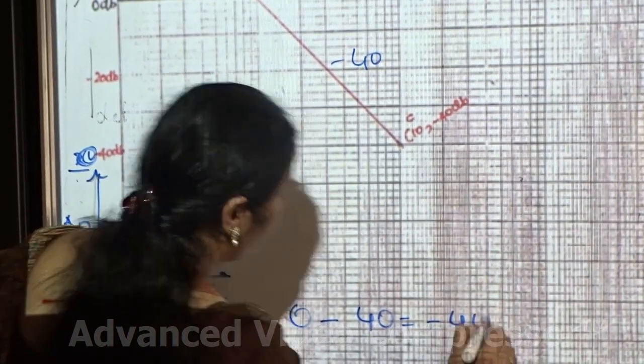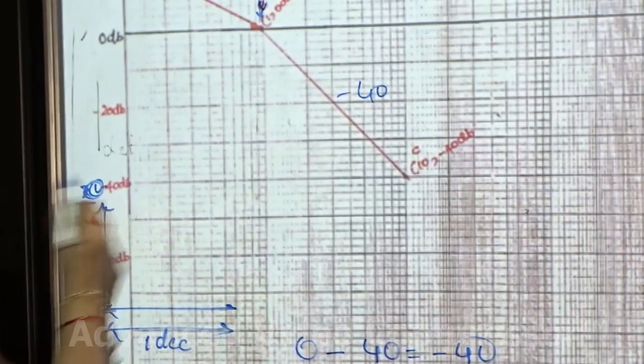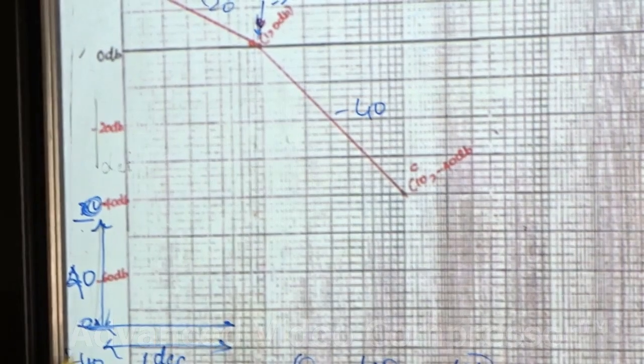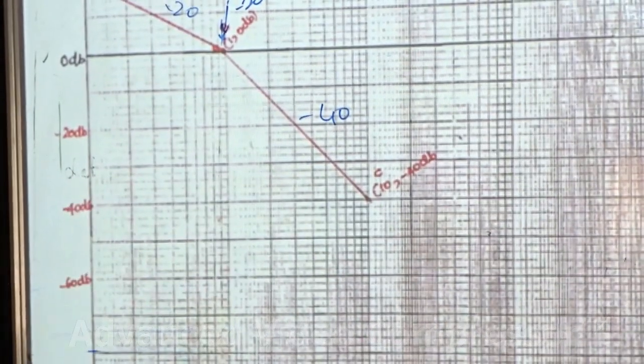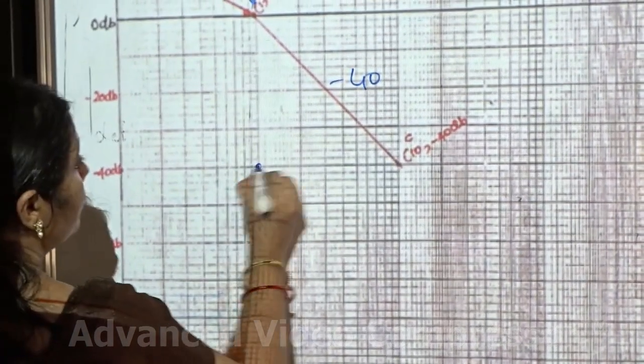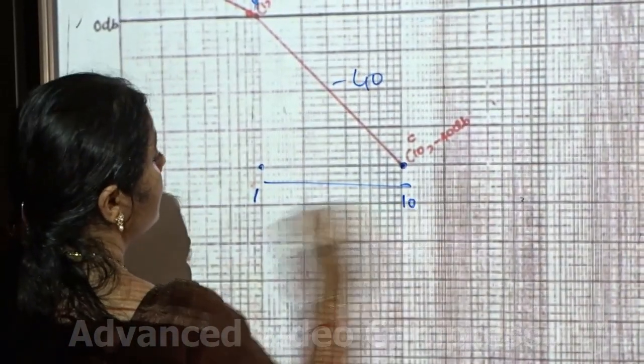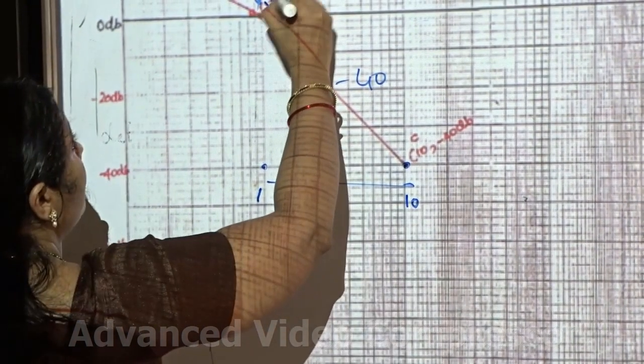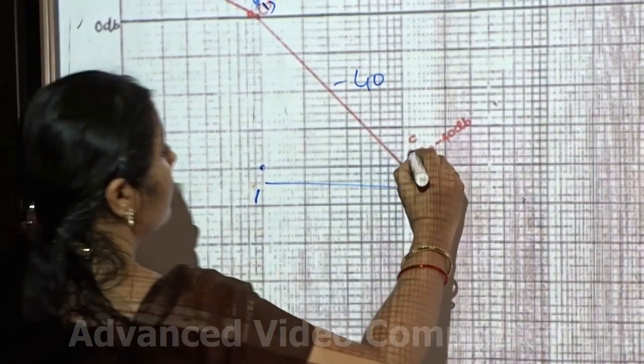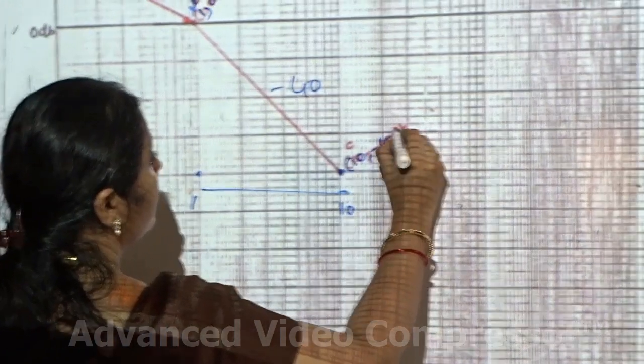Search for a point at minus 40. Where is minus 40 on the graph? Minus 40 is at this point, 1 decade from here to here. Here it is 1, here it is 10. So this coordinate is 1, 0 dB, and this coordinate will be 10, minus 40 dB. Pull a line. This is C.